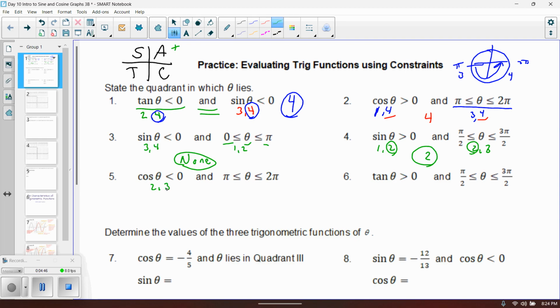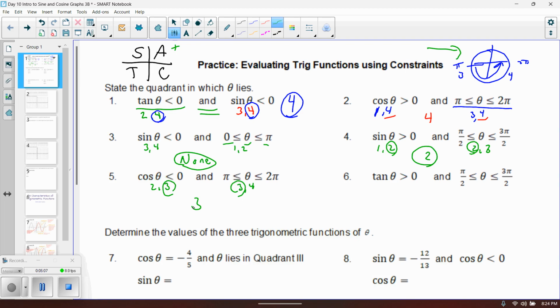And then it says that theta is going to be in between pi and 2 pi. Well, that's the bottom part of the circle. Again, that's the same thing that we just did up here. So between pi and 2 pi is 3 and 4. So the overlap is 3. All right, number 6, tangent is greater than 0.